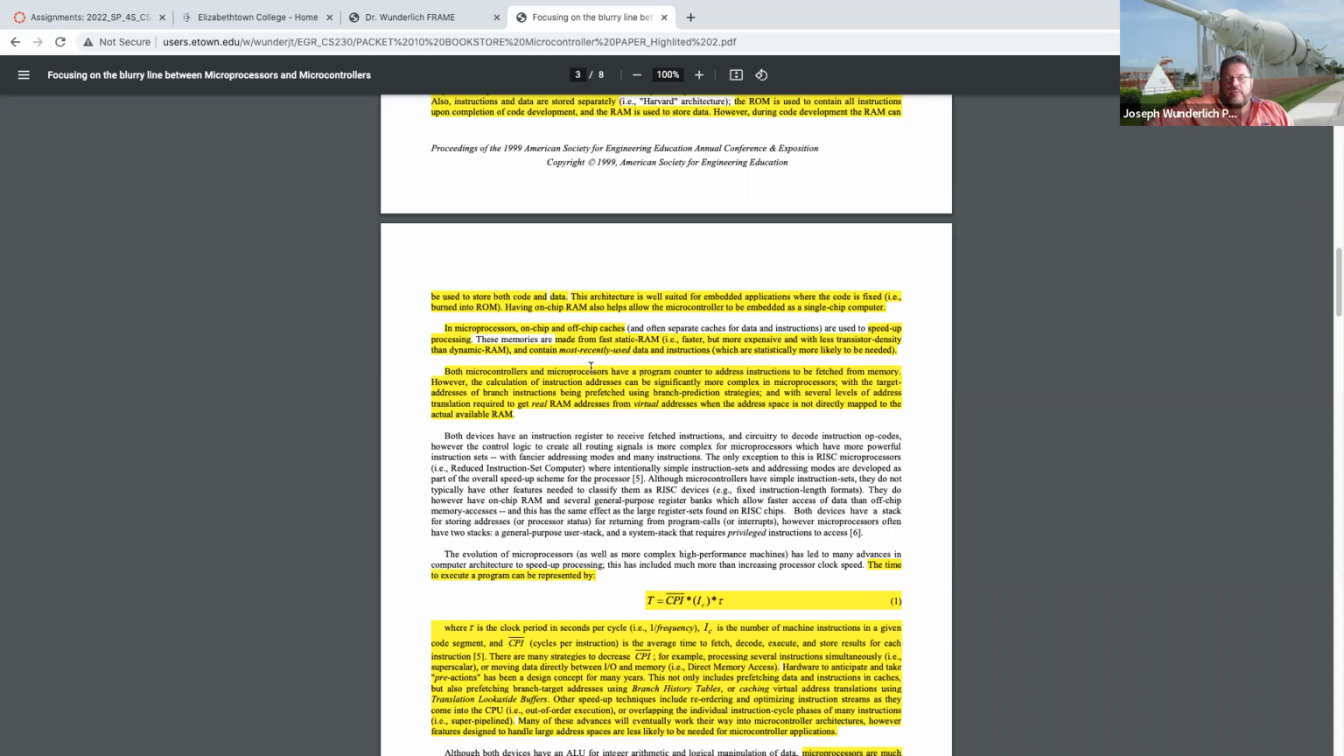Both microprocessors and microcontrollers have a program counter to address instructions to be fetched from memory. However, calculations of instructions can be significantly more complex with a microprocessor, with target addresses of branch instructions being prefetched using the branch prediction strategies. I did some of this at IBM, and with several levels of address translations to get the real address.